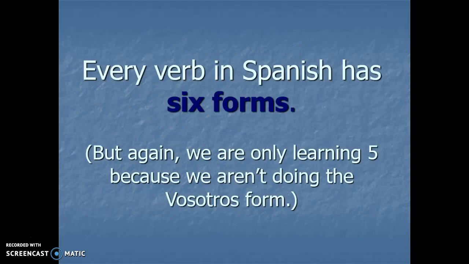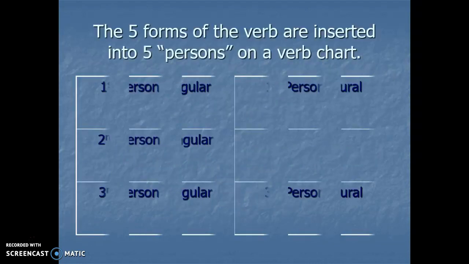Okay. Every verb in Spanish has 6 forms. Now, we are only doing 5 forms because, as I've told y'all multiple times, the 6th form is the vosotros, and vosotros is mostly used in Spain, other places as well, so we are not doing the vosotros form. Just note to self, every verb in Spanish has 6 forms, we are only learning 5.